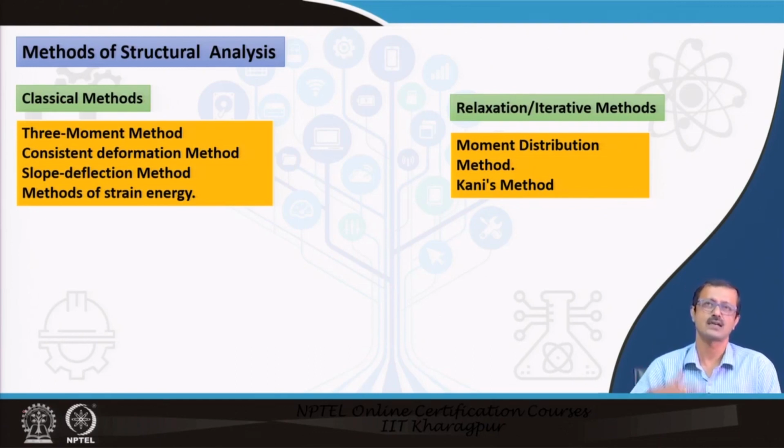It is a cyclic kind of calculative method, which sometimes holds good, because otherwise a complicated structure cannot be solved by a lot of equations. So, the Kani's method and the moment distribution method are those kinds of iterative methods.